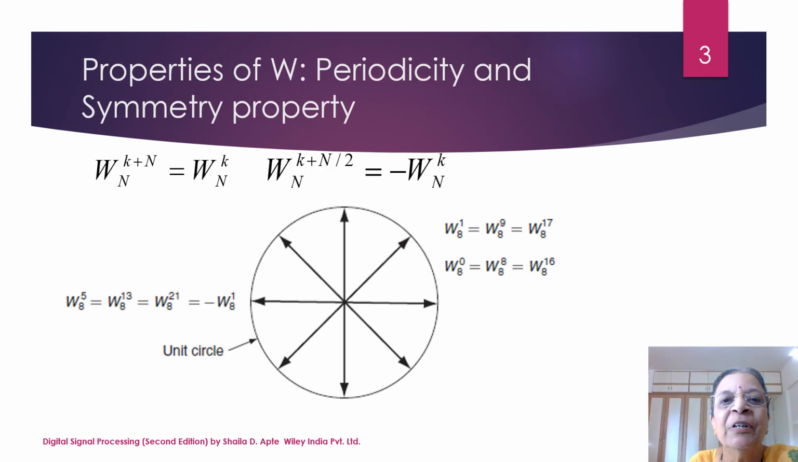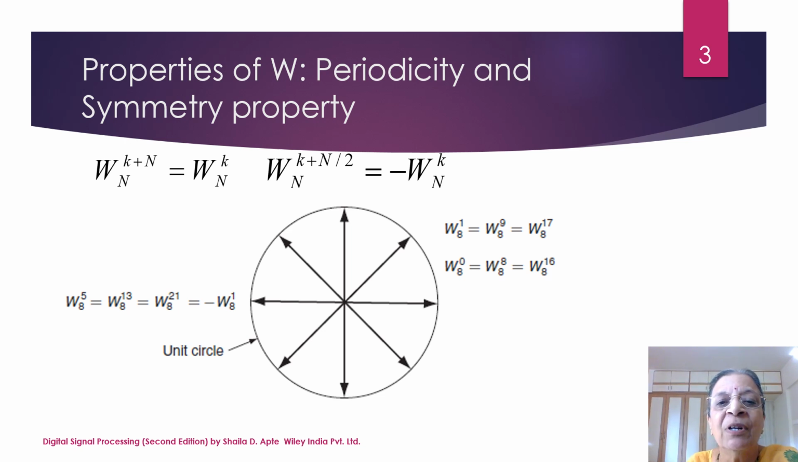So consider the properties of W. Periodicity, in the sense, suppose you consider 8-point DFT computation, W8 raised to 1 is the same as W8 raised to 9, W8 raised to 17. So this is 0 plus 1, 8 plus 1, 16 plus 1. So it repeats. This is called periodicity. The period is capital N, and that is equal to 8 here.